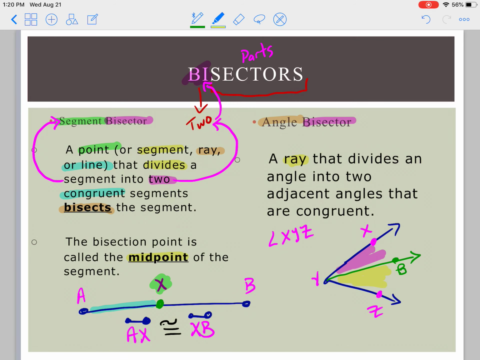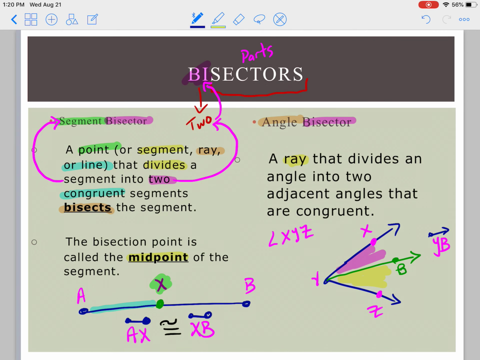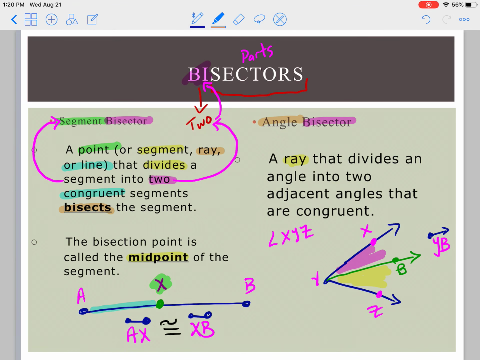We know they're adjacent because they share a common initial point or vertex and a common side. That side that they share in common is ray YB. That is their common side. So we have adjacent angles. Now what do we have to have? What makes this a bisector? Well, we know that the two adjacent angles are going to be, here's that vocabulary word again that is so essential, congruent. They have to be the same measure.